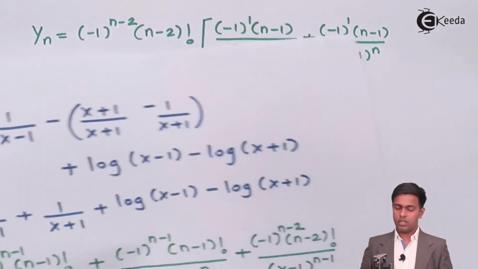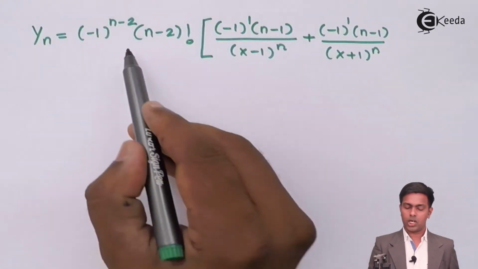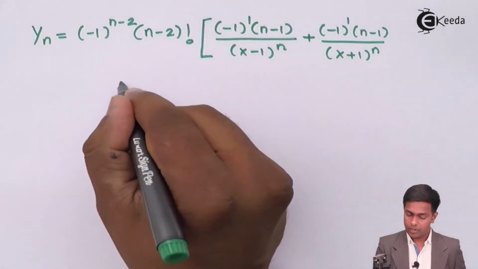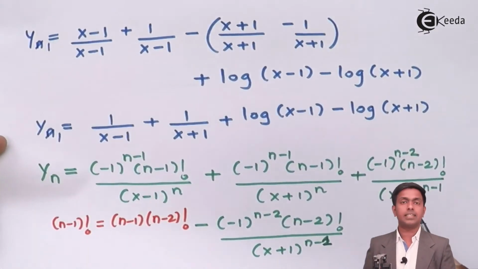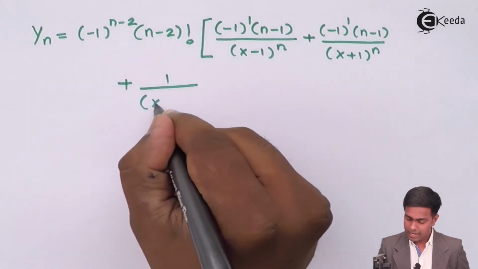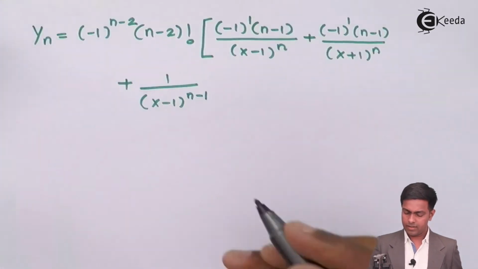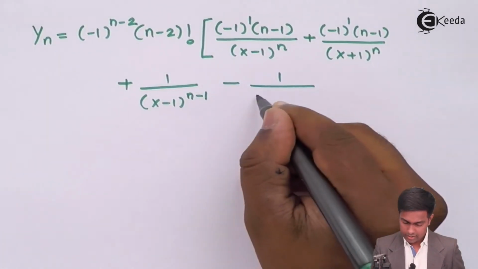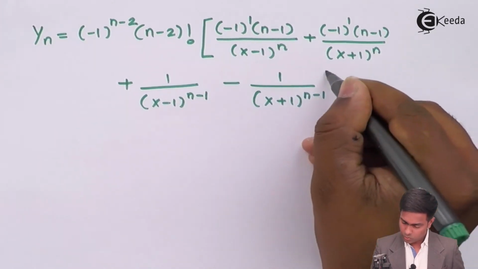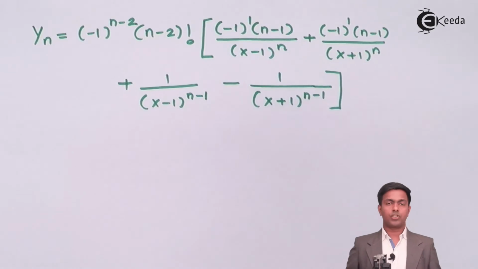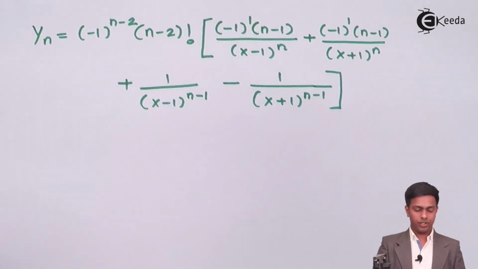Now, from the third term, minus 1 raised to n minus 2 and n minus 2 factorial are both outside, so we'll get only 1 in the numerator upon the denominator as it is, which is x minus 1 raised to n minus 1. And then the last term has a negative sign, so minus 1 upon x plus 1 raised to n minus 1. So we got these two terms outside. Now again, let's observe the question.